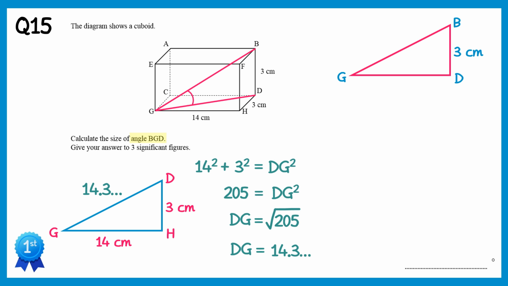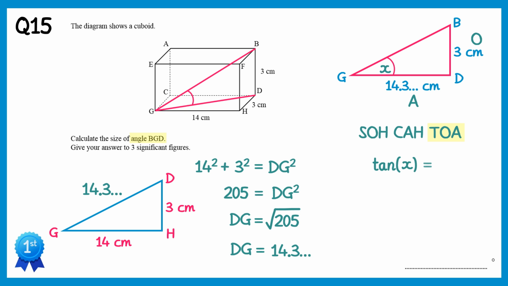side BD is 3 cm, and we just found out GD, that was 14.3 and so on. The angle we're going to find is BGD, so we'll label that X. Since we have a right angled triangle, we can use trigonometry. We'll label the 3 as O, and the 14.3 as A. If we look at SOHCAHTOA, the one with O and A is tan. So tan of X equals the opposite, which is 3, divided by the adjacent, which is 14.3 and so on.